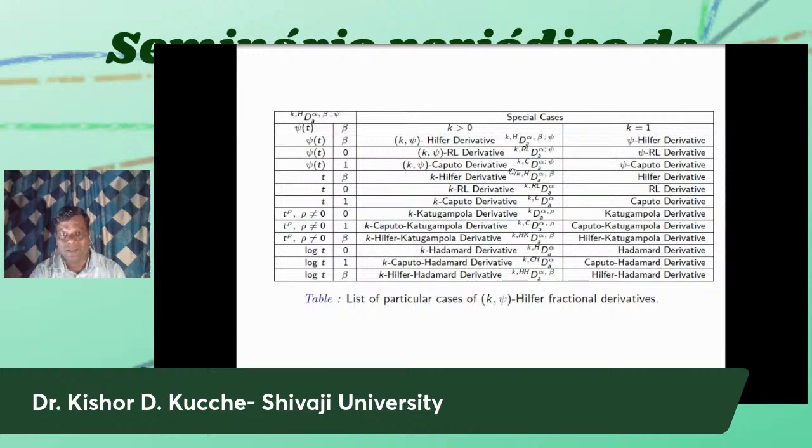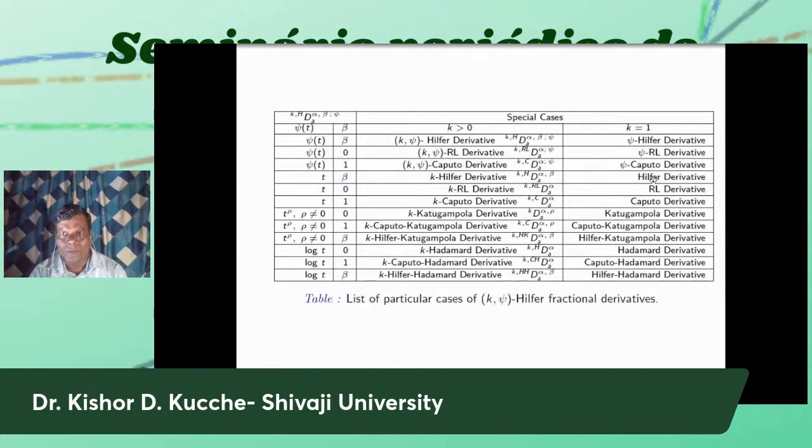K-Psi Riemann derivative, K-Psi Caputo derivative, K-Hilfer derivative. So these are the list, but this is not the exhaustive list. Okay, so many derivatives we can write in terms of the K derivative. And for K equal to 1, we are getting all the derivatives which are mentioned in the paper of Souza and Oliveira.